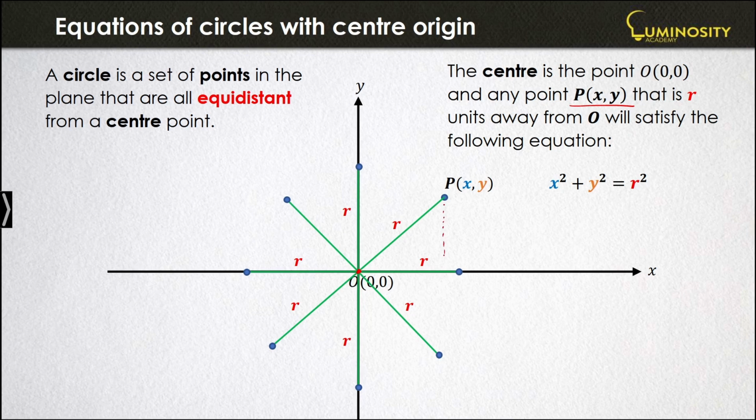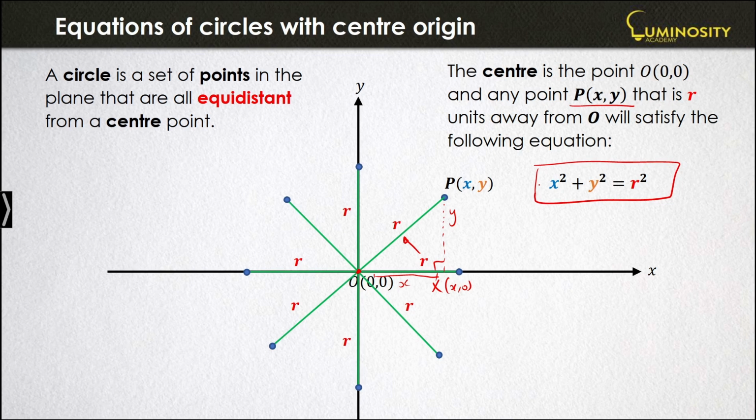As we saw earlier, the point X, (x, 0), had a distance of x. This had a vertical distance of y. So by the Pythagorean theorem, x squared plus y squared equals the hypotenuse squared, which is r squared. This equation is the equation of a circle with center origin.